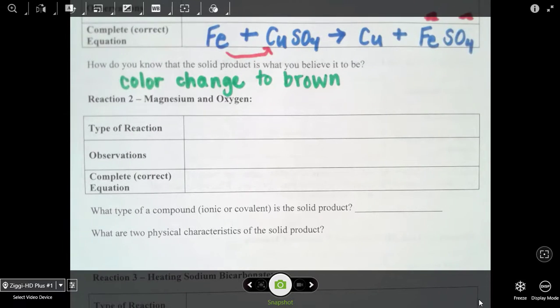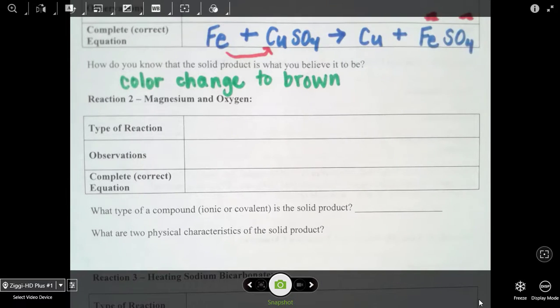And if you noticed, the solution also should have changed color a little bit. If you compared it to the original, a lot of times you'll be able to see that it's a lighter blue. The blue in that solution comes from the copper. So as the copper comes out of the solution and collects on the steel wool, the solution gets progressively less and less blue. It gets lighter. It almost had like a light gray. Okay, let's do the next one.